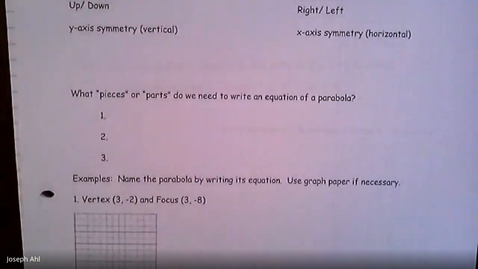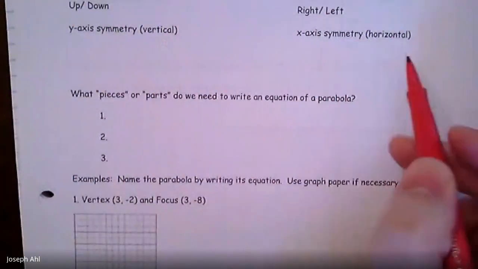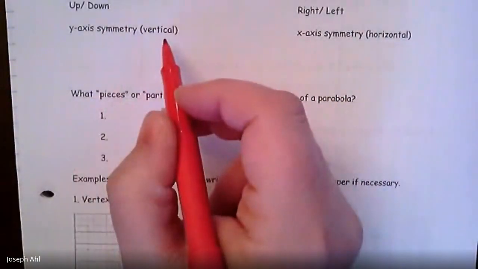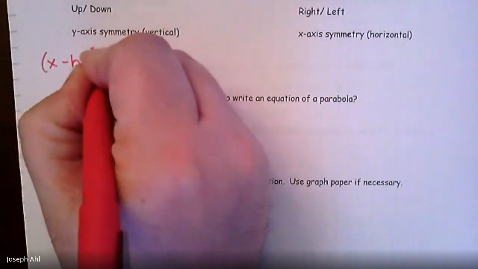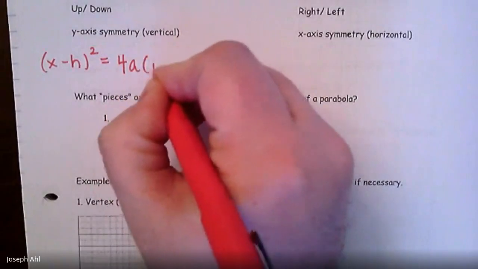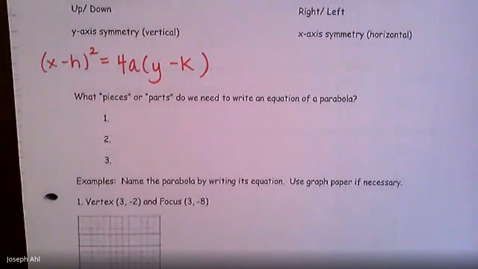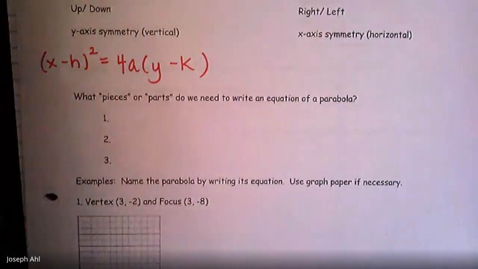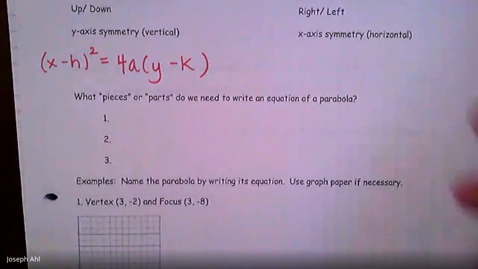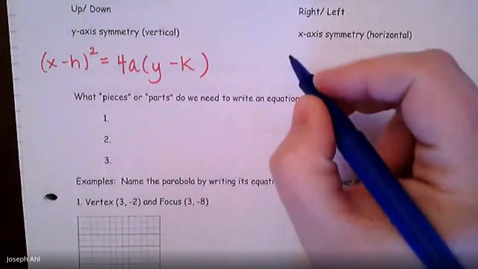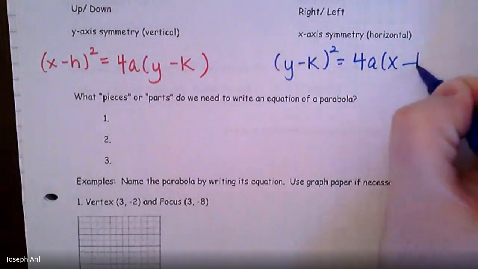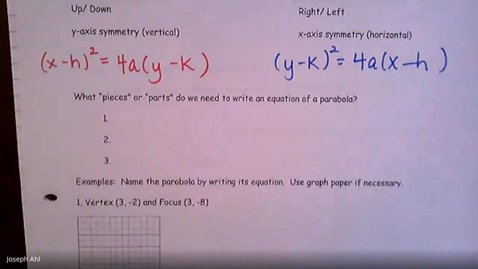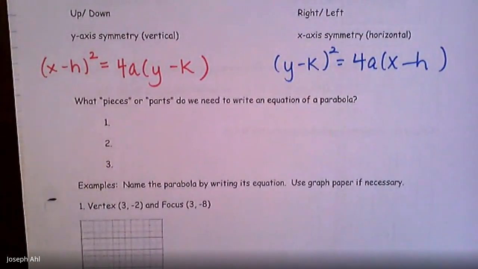So what we're going to start is recalling what are the general forms of a parabola. And we have y-axis symmetry versus x-axis symmetry. So y-axis symmetry, meaning it's a vertical parabola, it either opens up or down, is going to be the x quantity squared equals 4a times y minus k. And then on the other hand, if it's a horizontal parabola, meaning it opens to the right or left, it would have x-axis symmetry. Then it's going to be the quantity y minus k squared equals 4a times x minus h.